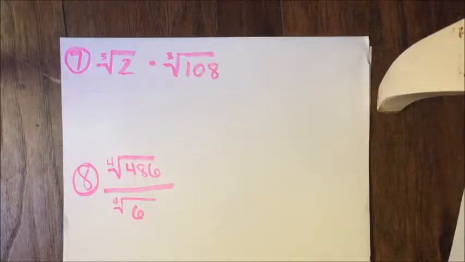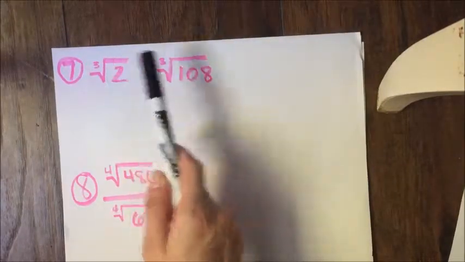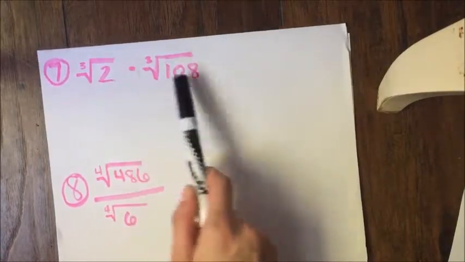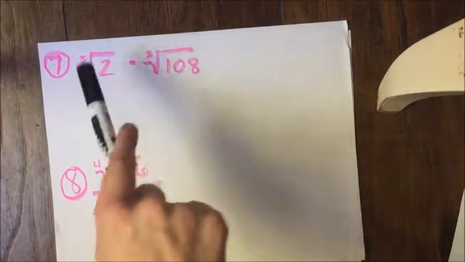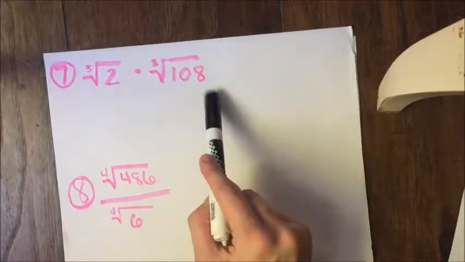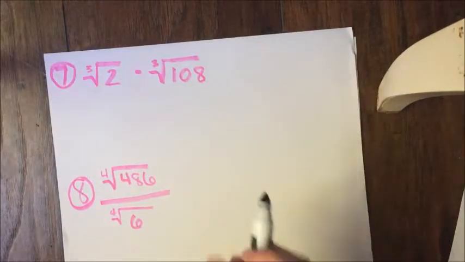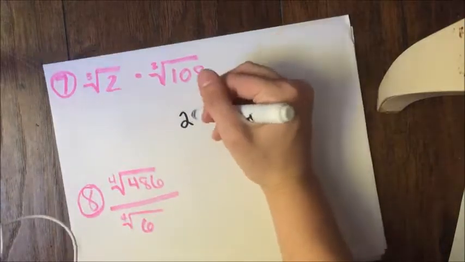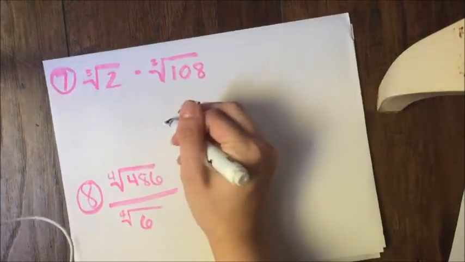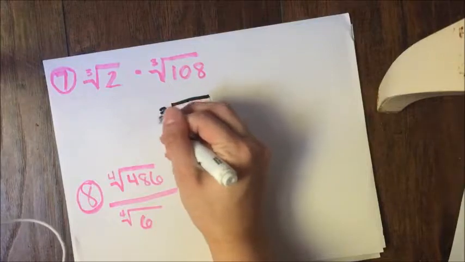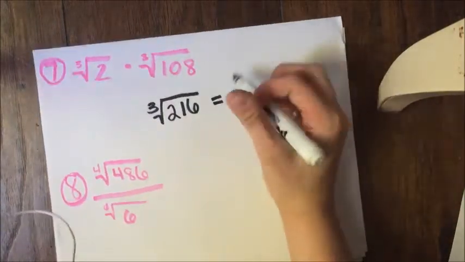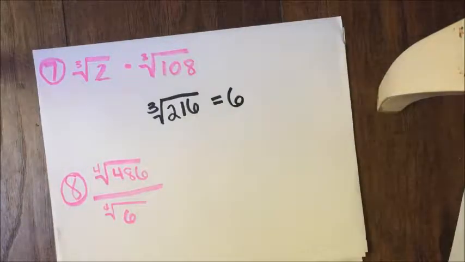For number 7, since both radicals are to the 3rd root, you can just multiply what's underneath the root. So 2 times 108 would be 216, and you would do the 3rd root of that, and the 3rd root of 216 is 6, and that's your answer.